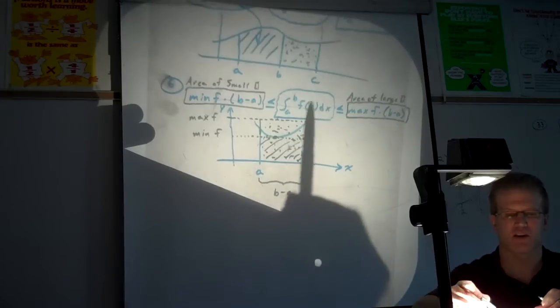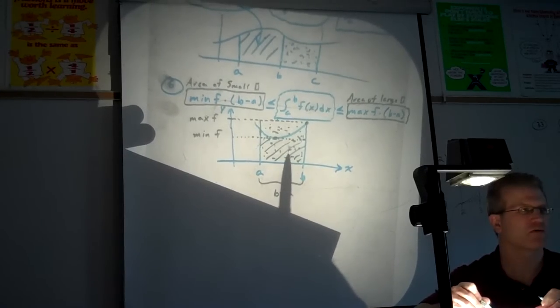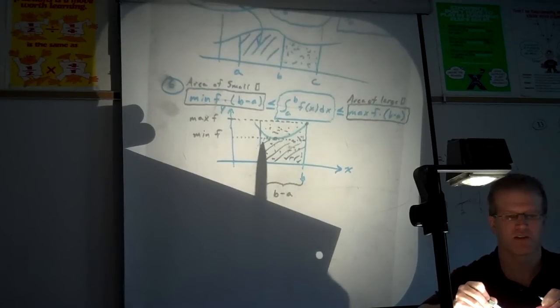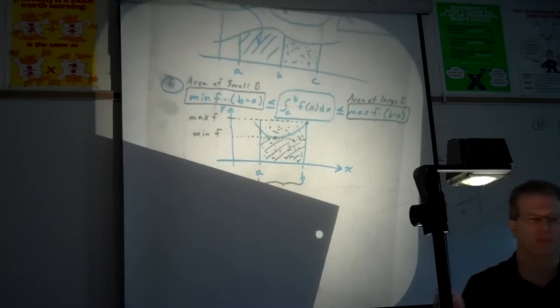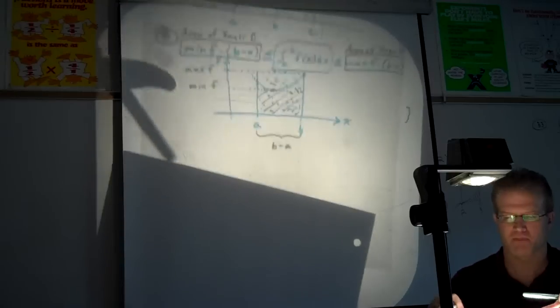So would you agree that the integral, the area under the curve, between the curve and the x-axis, is somewhere between the small rectangle's area and the big rectangle's area? Do you see that? That integral is going to be somewhere between those two areas. Any questions about that? Okay, number 7.